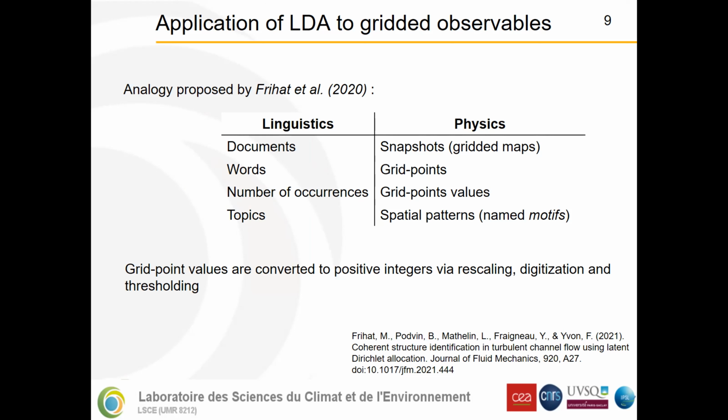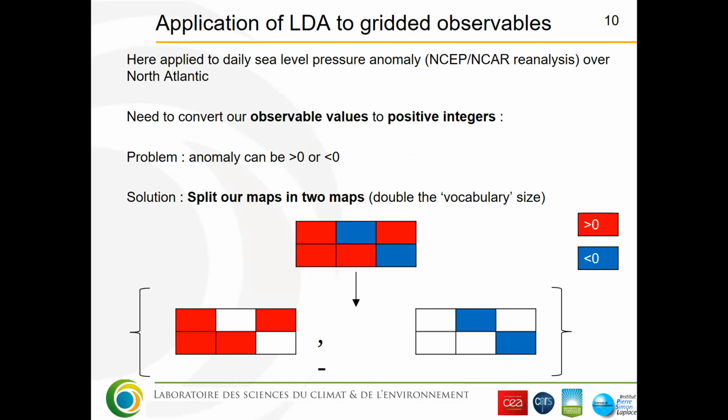Remember this idea that we need an alphabet to construct our words. To do this, we do rescaling, digitalization, and thresholding. And this idea we have to introduce when we apply it to the pressure anomaly of the ENSE pre-analysis over the North Atlantic. So our data set will be the daily weather maps over the North Atlantic, spanning 1948 to today.